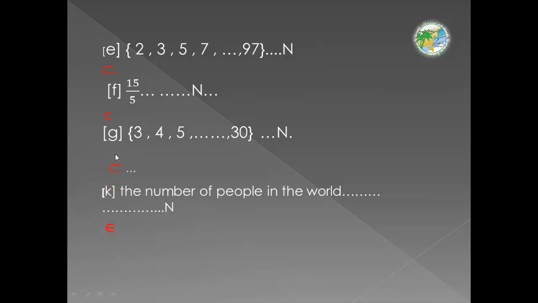Fine. Subset. The number of people in the world, and N. The number of people, any number. Imagine any number of people in the world. Any number, set or element? Element. And N. Between them we choose belong. Fine.